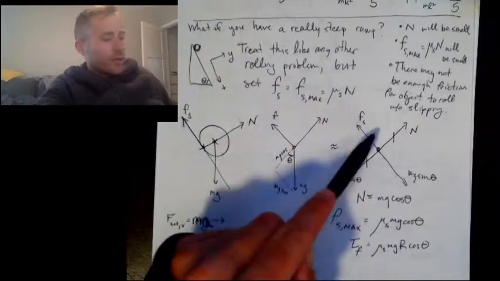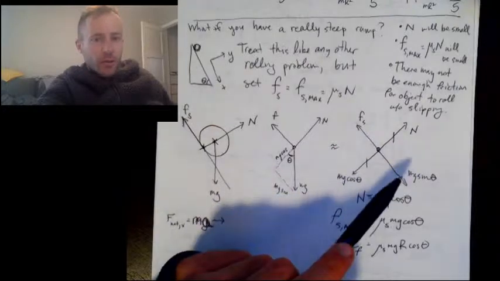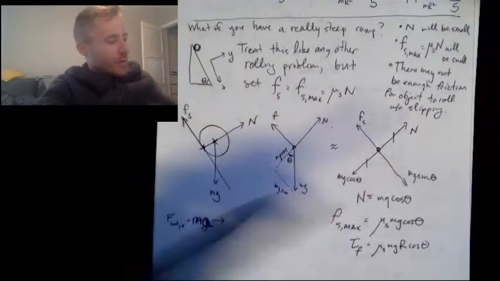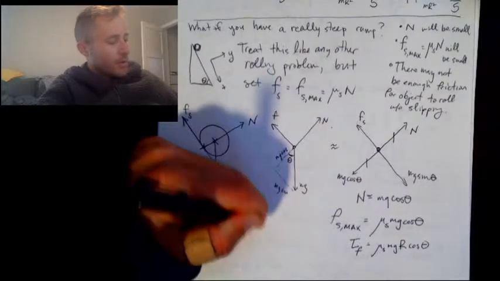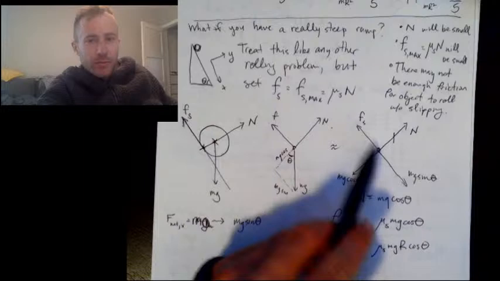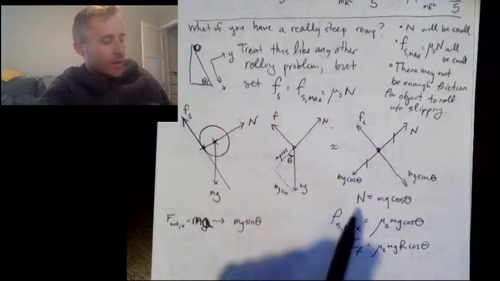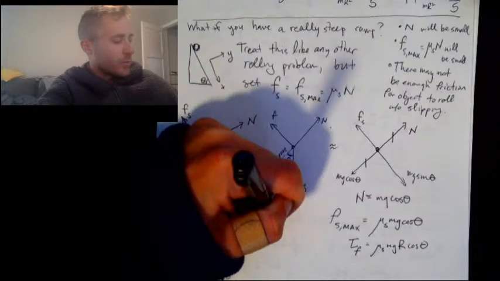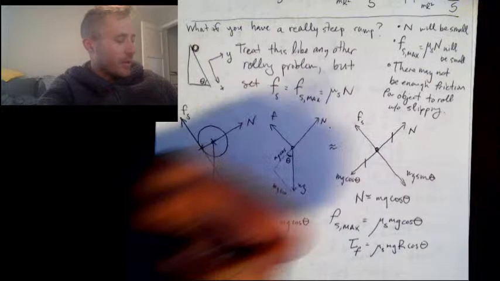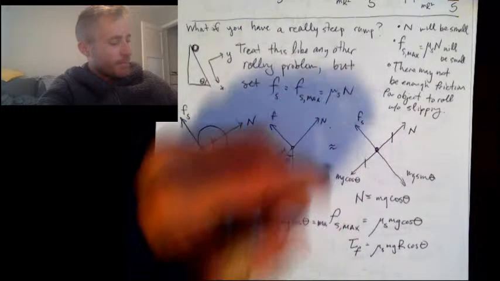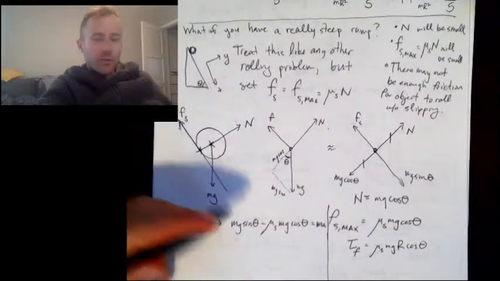And so the x direction is this direction right here. The force in the positive x direction is mg sine theta. The force in the negative x direction is static friction, maximum static friction. So mu sub s times mg cosine of theta. And that has to equal ma. All right? So that's our first equation.